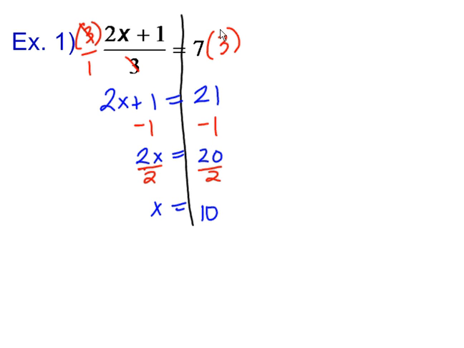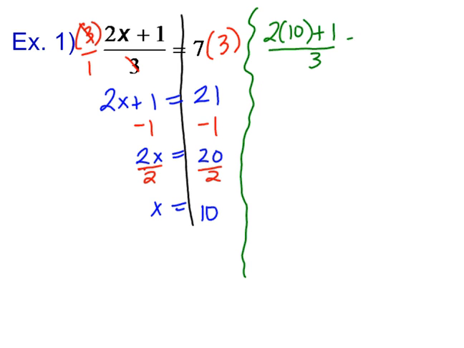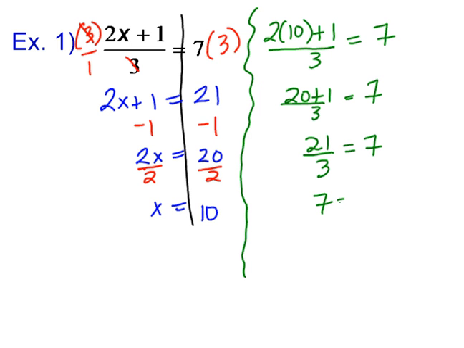And before we commit, remember we have to check. Checks get a little bit more involved as we go along. 2 times 10 plus 1 divided by 3 equals 7. And we're going to work it out. So we're going to use order of operations. 2 times 10 is 20. And 20 plus 1 is 21. So now we have 21 divided by 3 equals 7. And 21 divided by 3 does equal 7. So that works out. So our answer, x equals 10, is a good answer. Okay?